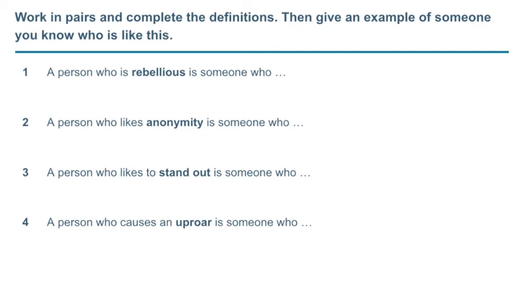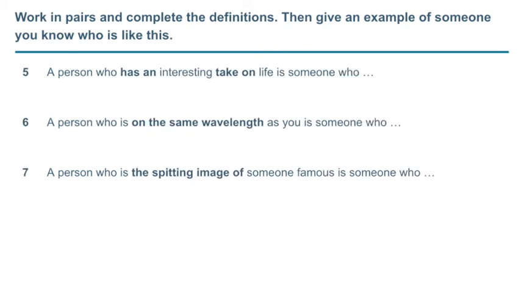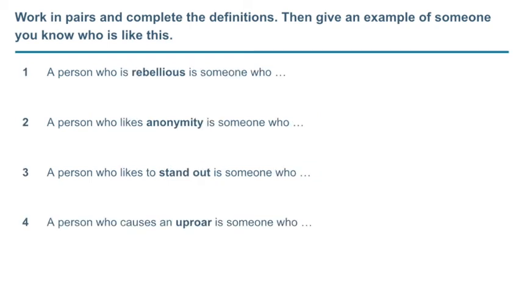A person who likes to stand out is someone who. A person who causes an uproar is someone who. A person who has an interesting take on life is someone who. A person who is on the same wavelength as you is someone who. And a person who is the spitting image of someone famous is someone who, blah, blah, blah. You define that, and then you give an example.